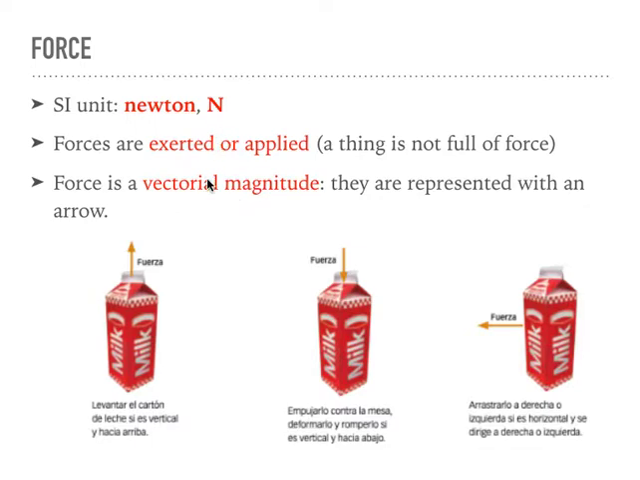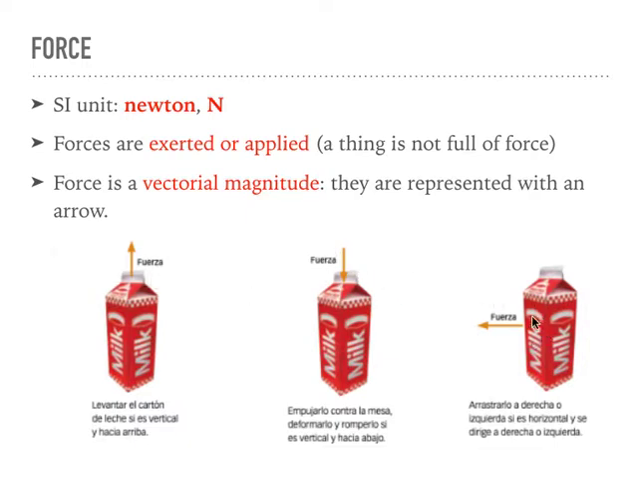And we say that forces are exerted or applied. We don't say that something has force or is full of force. A force is applied or exerted. That's the scientific way of saying it, so please use it. And it's also important to know that a force is a vectorial magnitude. It means that to represent a force, we use an arrow.